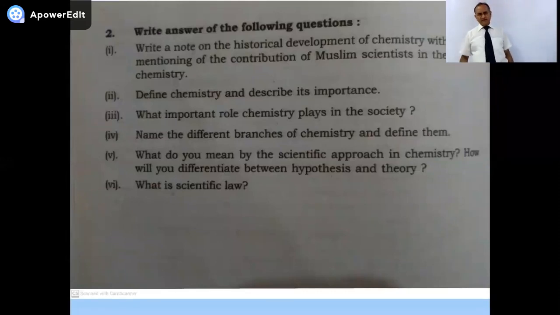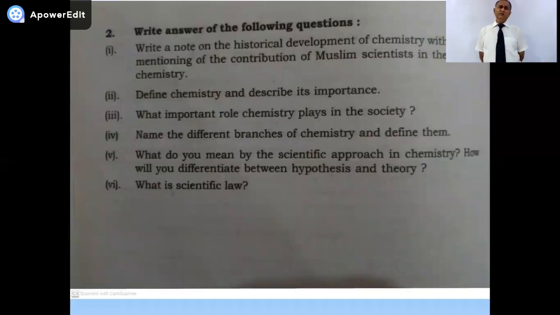Now, the last but not the least. After the exercise, there are some questions written. Write the answers of the following questions. So you should know the answers of these questions. What is the first one? Write a note, a detailed note, on the historical development of chemistry, mentioning the contribution of Muslim scientists in the field of chemistry. It means it's a full-fledged question.